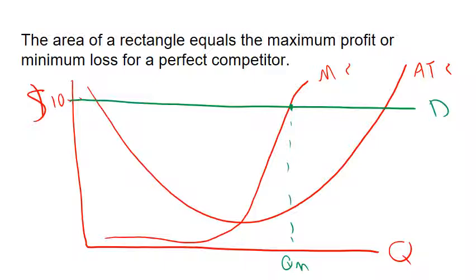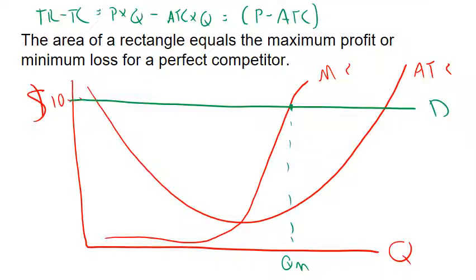All right. I know that profit is total revenue less total cost. I know total revenue is price times quantity. I know total cost is average total cost times quantity. Well, by the distributive law, that tells me that profit also equals the difference between price and average total cost times quantity.